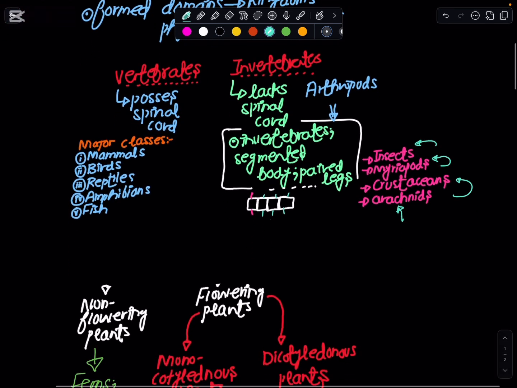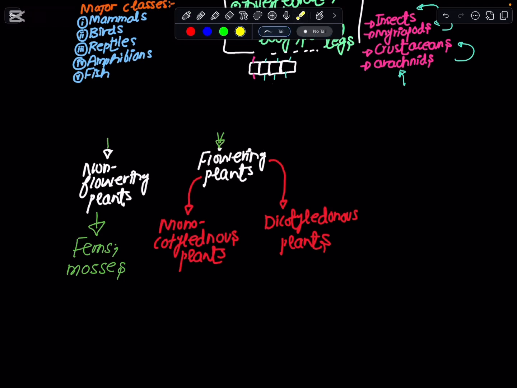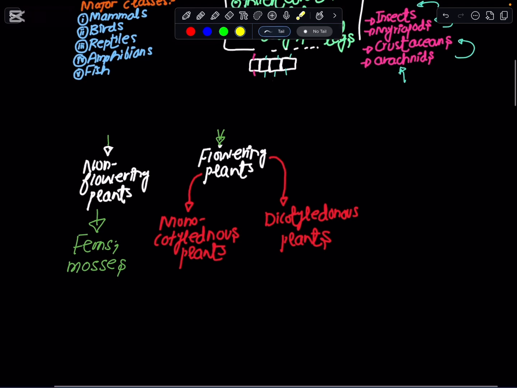How could we skip the plants? Among the plants, you need to have an idea of the flowering and non-flowering plants. The non-flowering plants include the ferns and the mosses, but our main discussion will be regarding the flowering plants. Among the flowering plants, we have two major subdivisions: the monocotyledonous plants and the dicotyledonous plants.